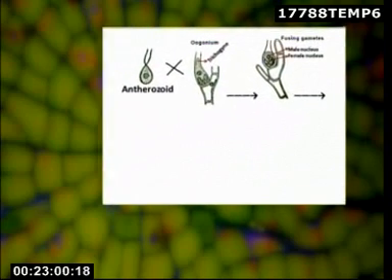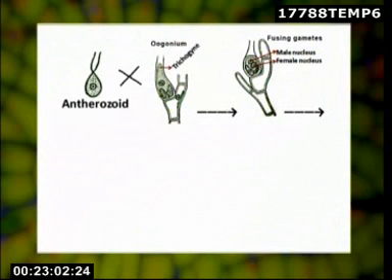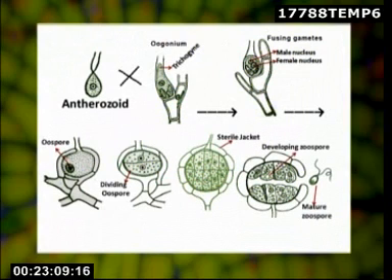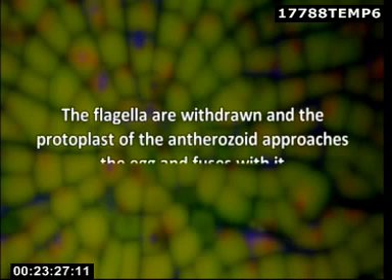Fertilization. Spermatids develop proximally to oogonia in monoecious species. The spermatozoids swim in the water and approach the oogonium. Just before the fertilization, the tip of the trichogyne breaks down and some colorless protoplasm is extruded from the broken tip. Although many spermatozoids approach the oogonium, only one enters. The flagella are withdrawn and the protoplast of the spermatozoid approaches the egg and fuses with it.